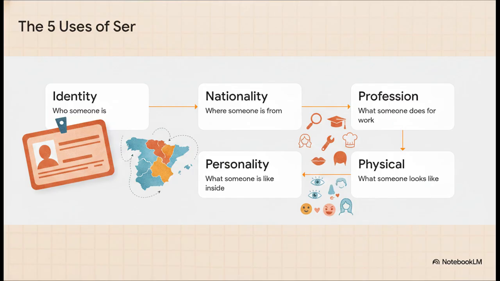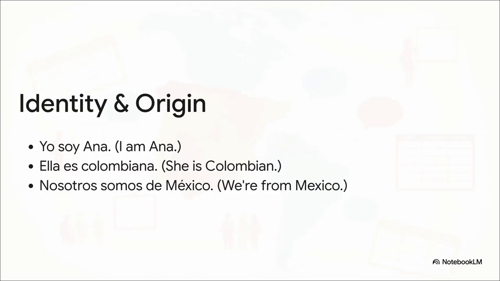Just picture the different fields on a standard identification card. It tells you your identity, your nationality or origin, what you do for a profession, what you look like physically, and maybe your defining traits. Well, those are the 5 exact jobs of the verb ser. Ser is used for the fundamental, unchanging parts of who you are. Let's look at the first 2 fields of our ID card, identity and nationality, and let's see them in action.